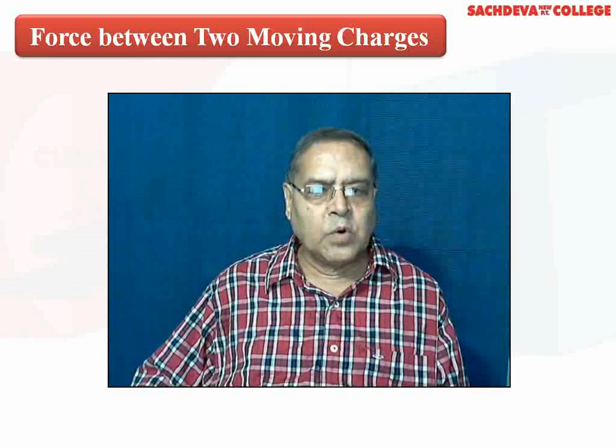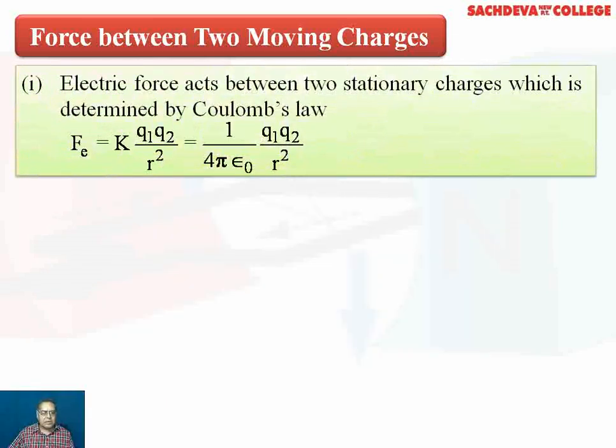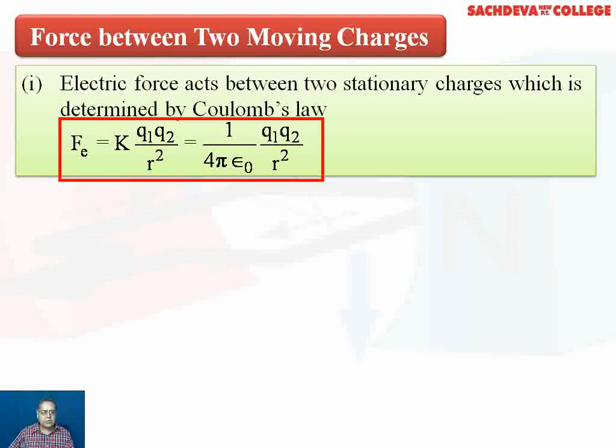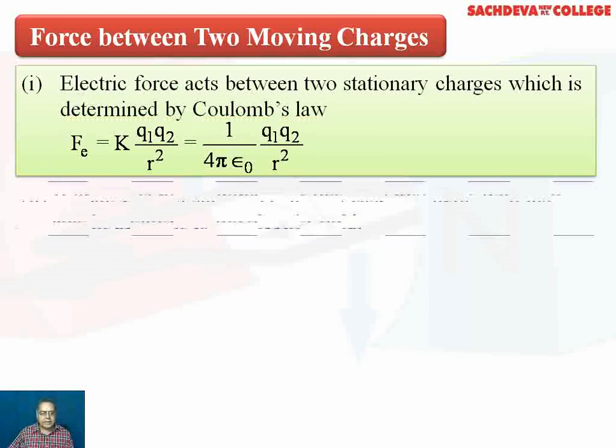Now we come towards force between two moving charges. Electric force acts between the two stationary charges, which is determined by Coulomb's law. Coulomb's law is given as Fe, that is the electrical force, is equal to K Q1 Q2 over R square, where K is 1 over 4 pi epsilon naught. And the value of 1 over 4 pi epsilon naught is generally 9 into 10 to the power 9 Newton meter square per Coulomb square.